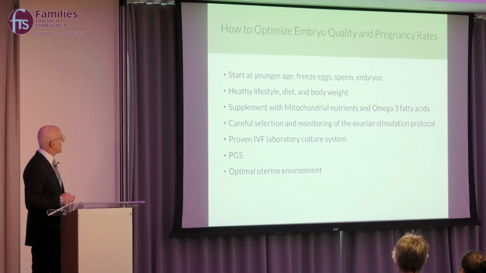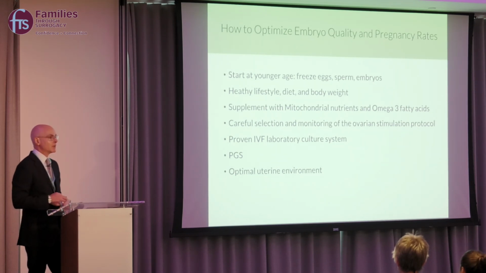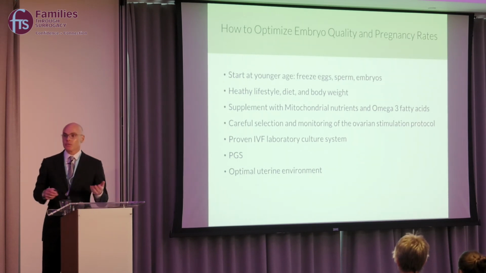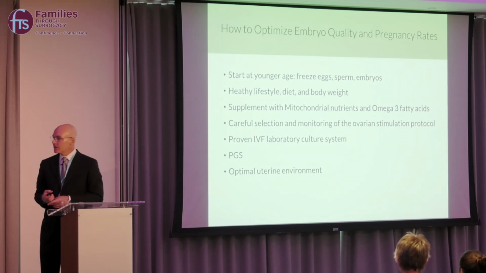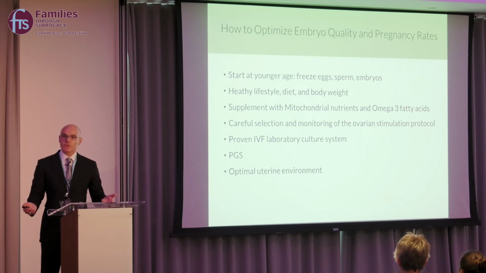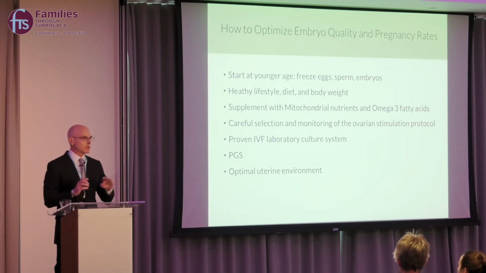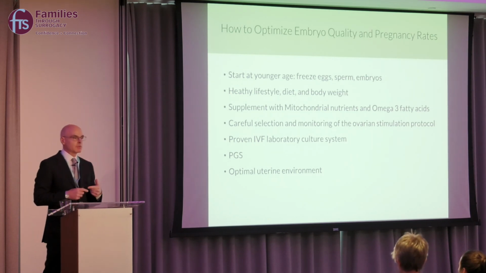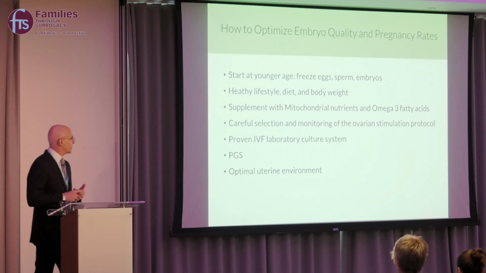So how do we optimize embryo quality and pregnancy rates? Well, we can start at a younger age by freezing eggs, freezing sperm, freezing embryos. I'm now seeing couples today that are freezing embryos for use 2 to 5 years later. Have a healthy lifestyle, healthy diet, healthy body weight. Supplement with mitochondrial nutrients and omega-3 fatty acids. Ask your doctor to very carefully select your ovarian stimulation protocol and to be monitored closely.